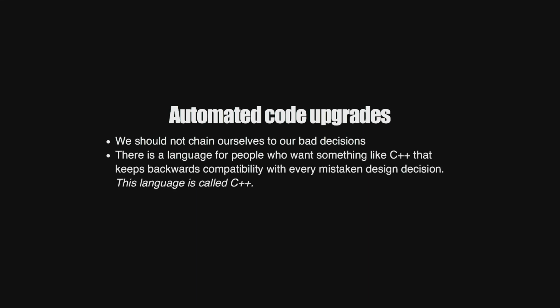I don't think we have time for this. Automated code upgrades. So if we have mistakes, if we made bad decisions, we shouldn't be stuck to them. So we already have a language for people who want a language like C++ that sticks with backwards compatibility forever, and it's called C++. It's already there.